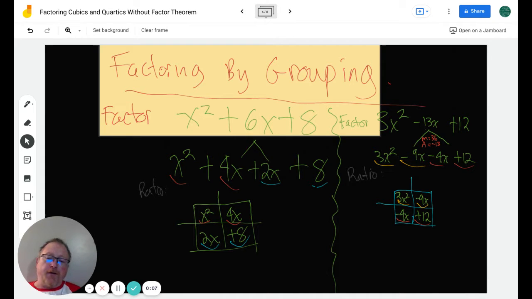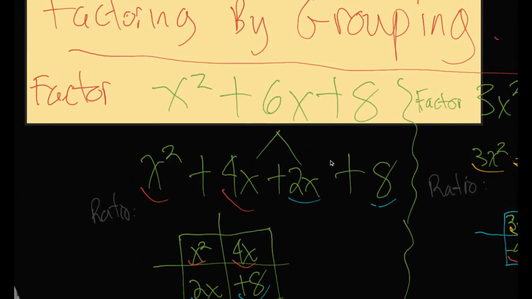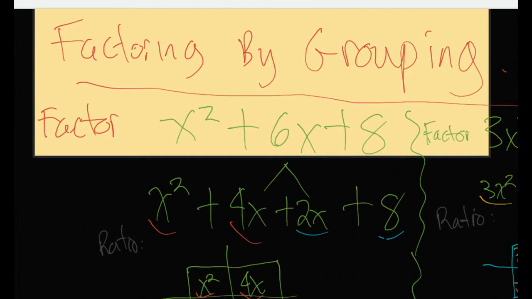We're going to do what's called factoring by grouping. You've been factoring by grouping for years, we just haven't called it that, okay? And we're going to use the grid method to factor, and I'll explain how the trinomial factoring that we've been doing in the last little while is really just factoring by grouping. So here's x squared plus 6x plus 8.